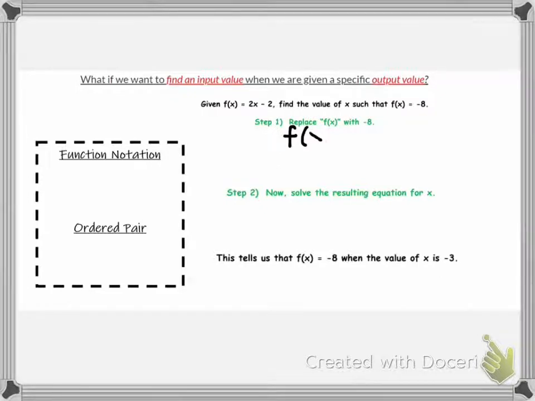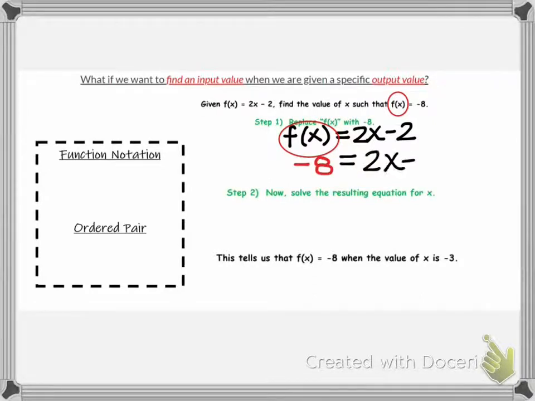Our first step is to replace f of x with negative 8. Now, let's rewrite our function. So f of x equals 2x minus 2. Now, remember the notation f of x, that's equivalent to y, which is equivalent to our output value. So everywhere I see the notation f of x, I'm going to replace it with the number negative 8. So that means negative 8 is going to be on the left side of my equation. So now I have the equation negative 8 equals 2x minus 2.